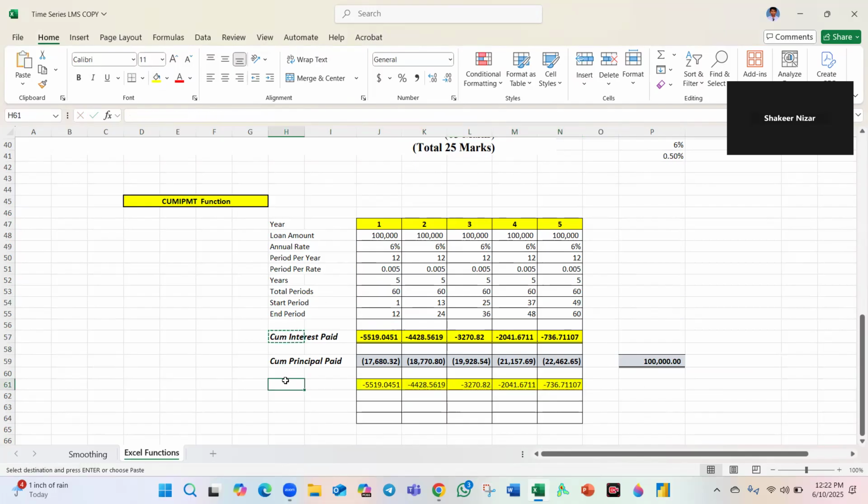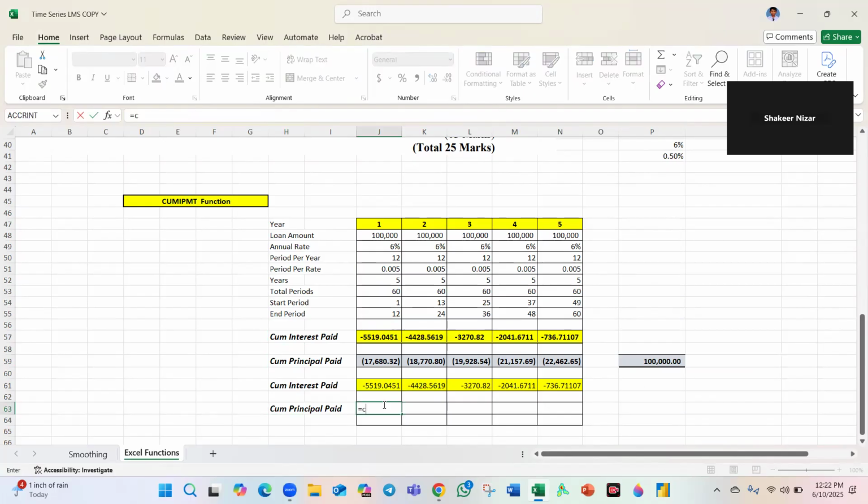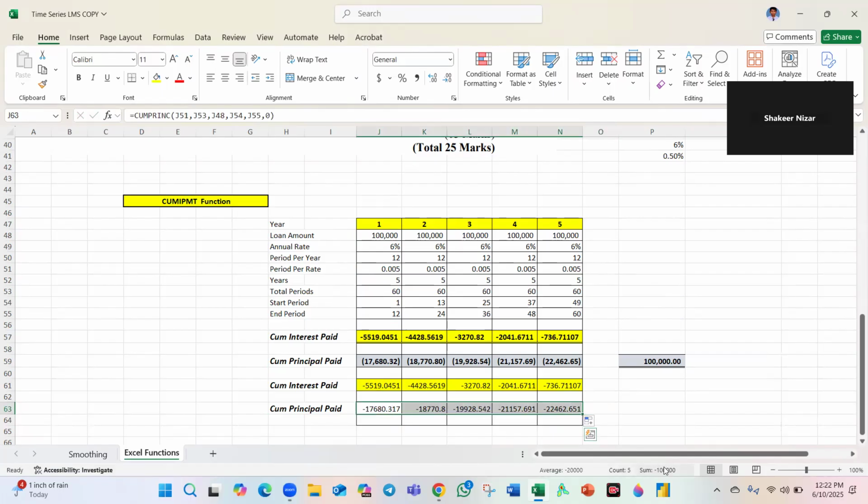Cumulative principal amount, there is a function called CUMPRINC. Here, rate, the monthly rate, to give nper, present value, start period, end period. Here, the total cumulative is 100,000.